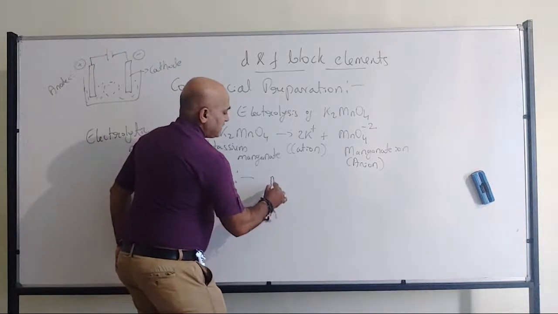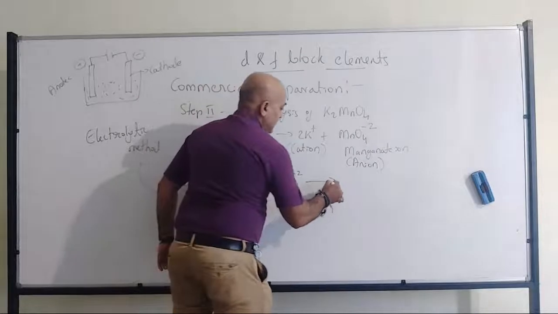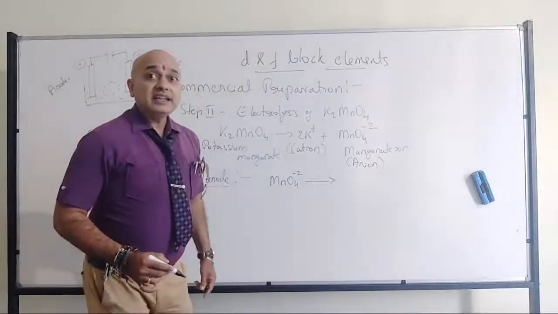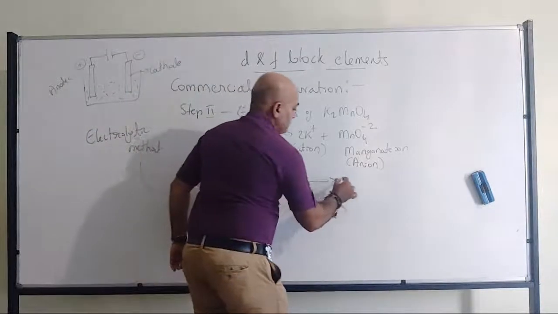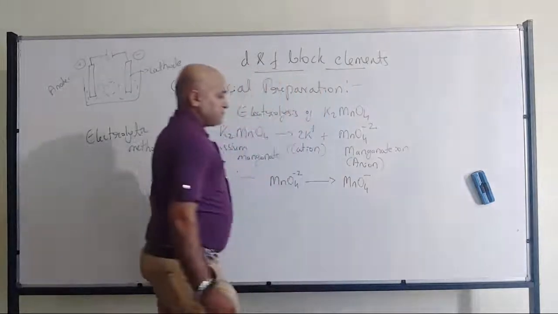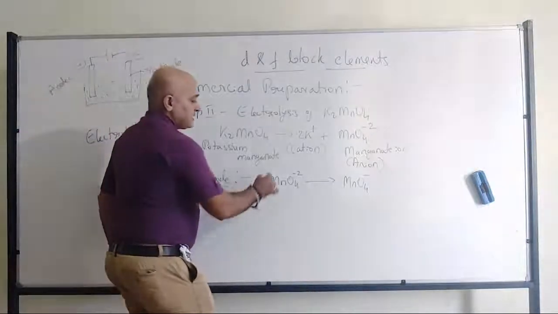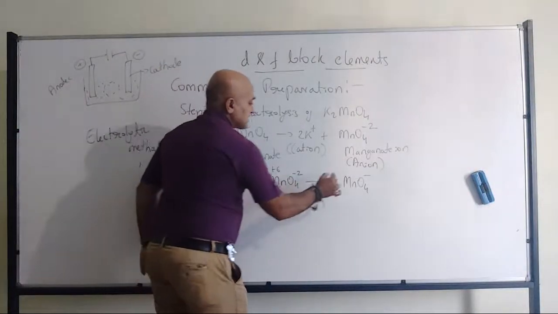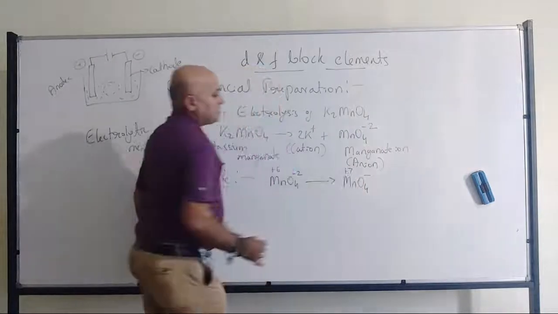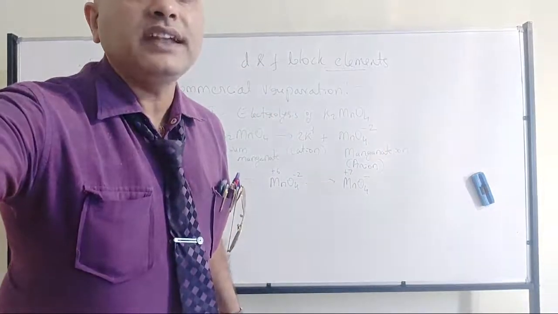Whatever MnO4 2 minus is there, it will donate the electron and it will become MnO4 minus. So that means from plus 6, it has become plus 7. How many electrons has it donated?